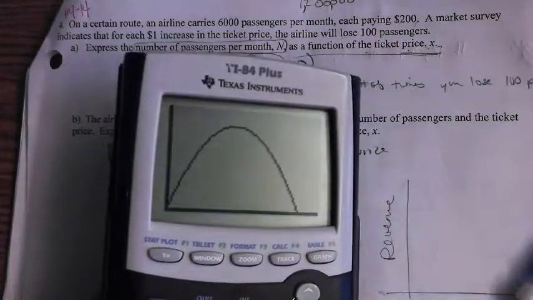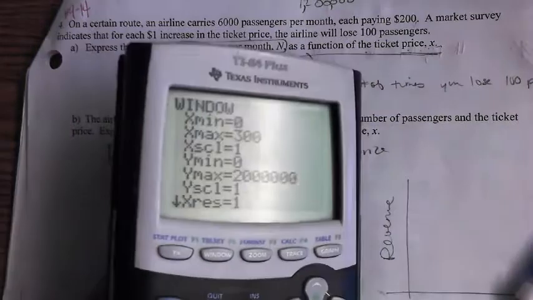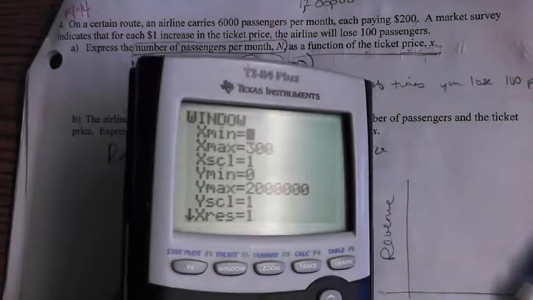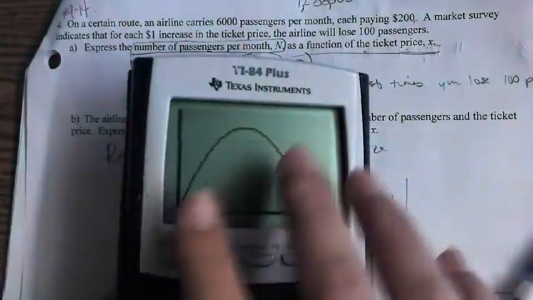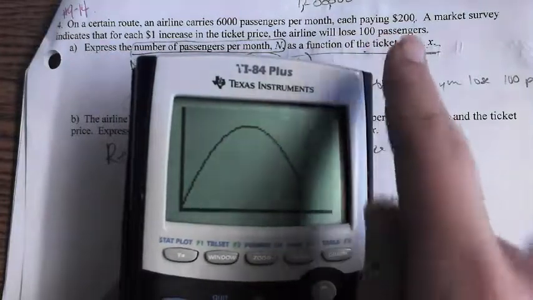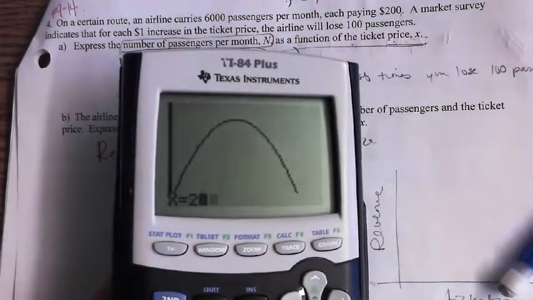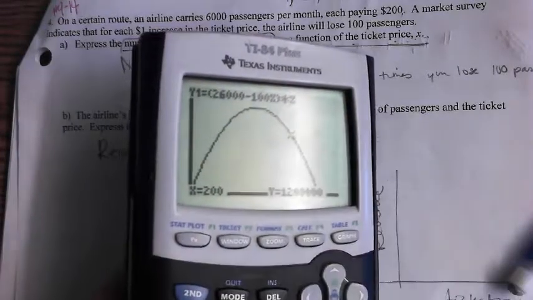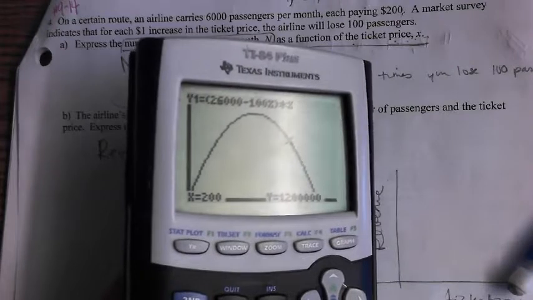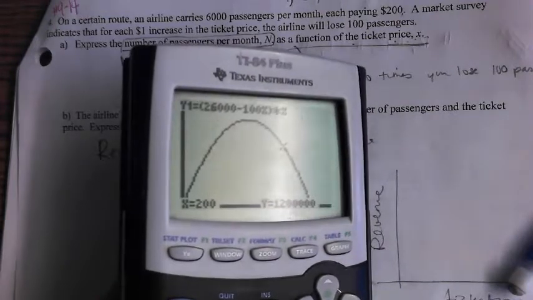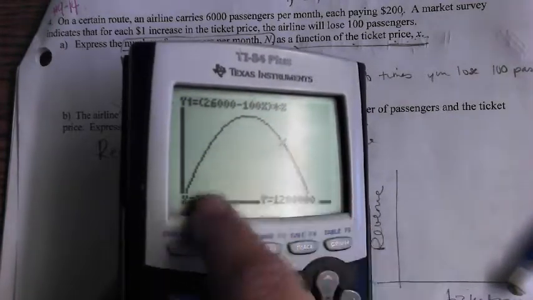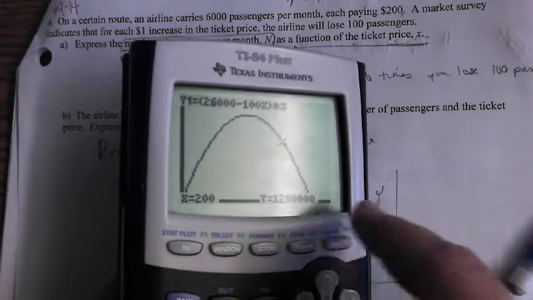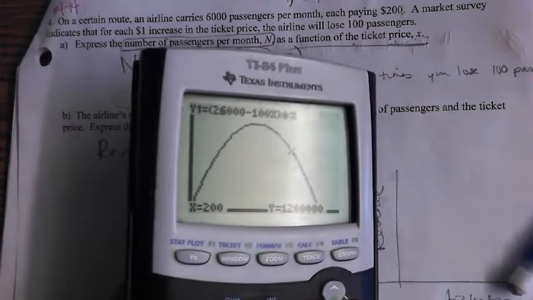Allie? Yep. I did $0 to $300 for the ticket price and $0 to $2 million for the revenue. So what you'll find is, currently they each are paying $200. If I show you where that is, currently they're charging $200. If they want to maximize their revenue, do they need to charge more or less? Look at where we are. Currently they're charging $200 and they're bringing in $1.2 million. Do they want their ticket price to go up or down in order to maximize revenue?